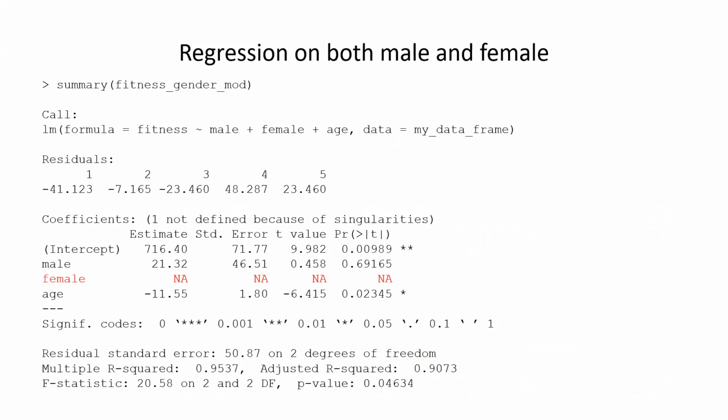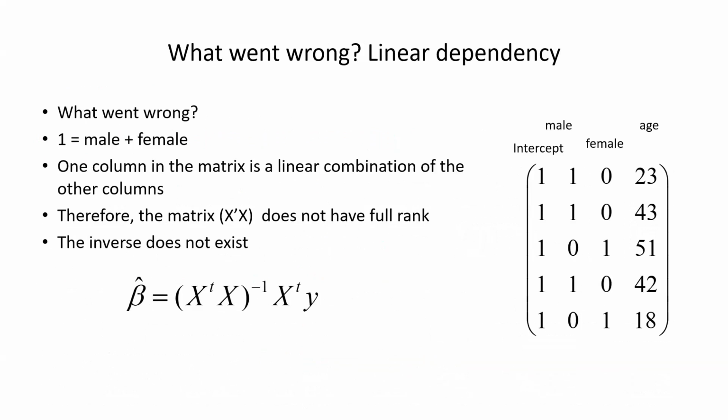So what's going on? The root of the problem is that the first column, the intercept, is the sum of the second and the third column. We know that male plus female is always 1, and the intercept is also always 1. So we have a linear dependency. And because of that, the matrix X transpose X does not have full rank and does not have an inverse.